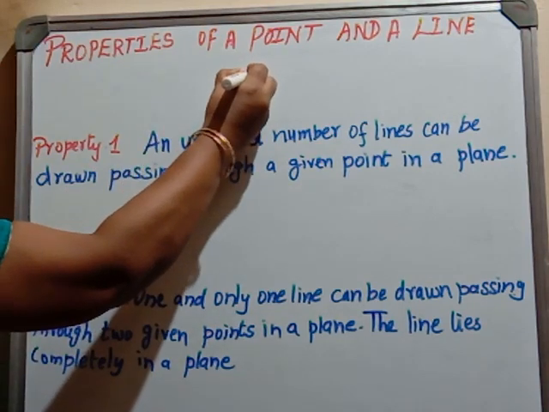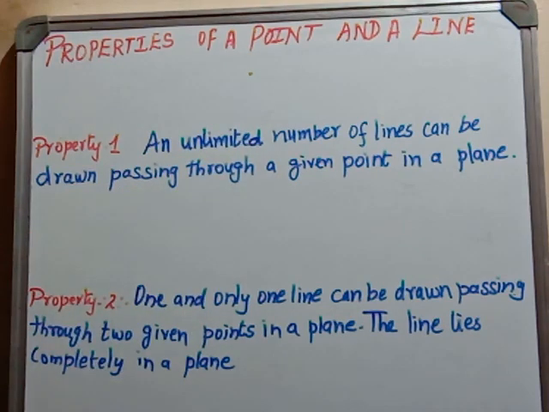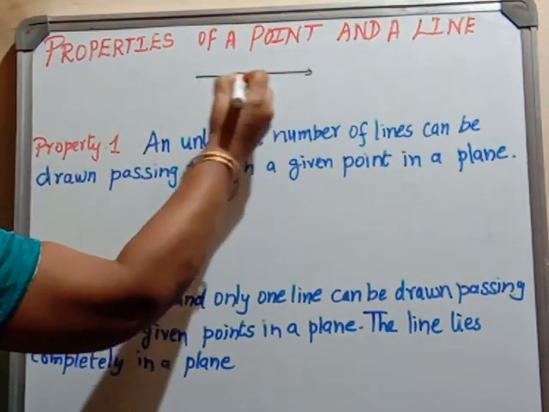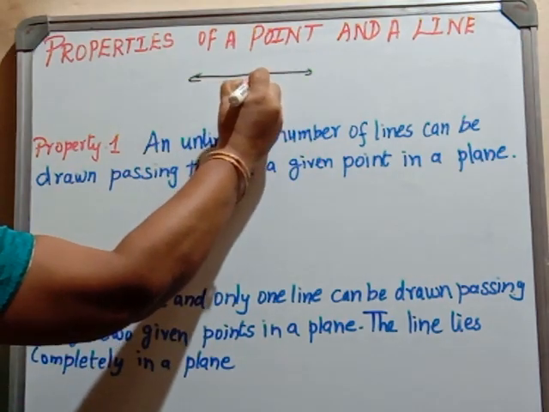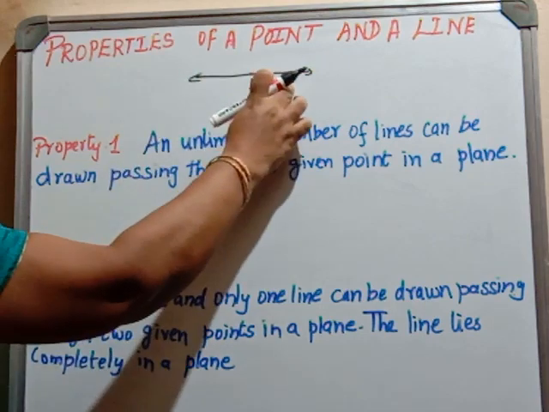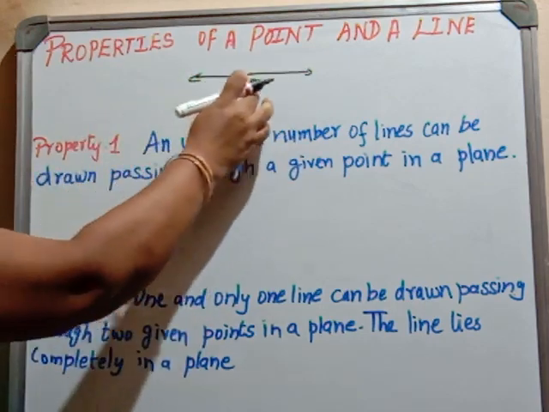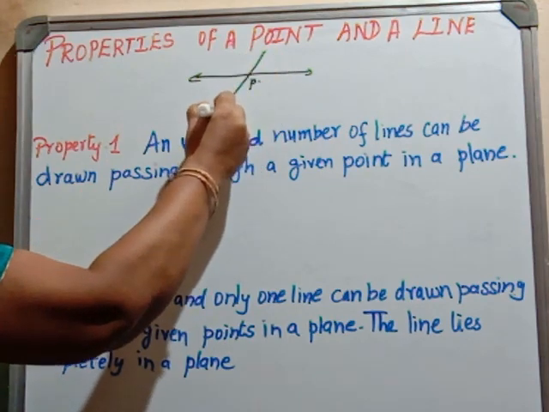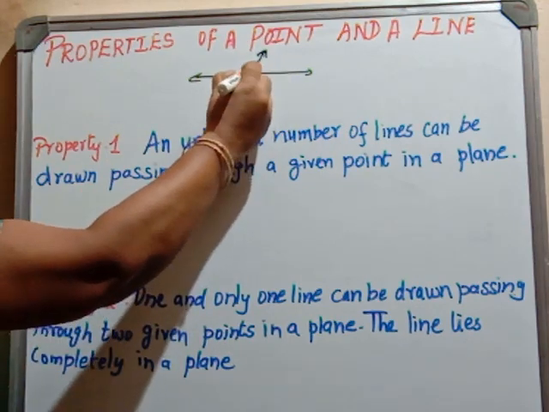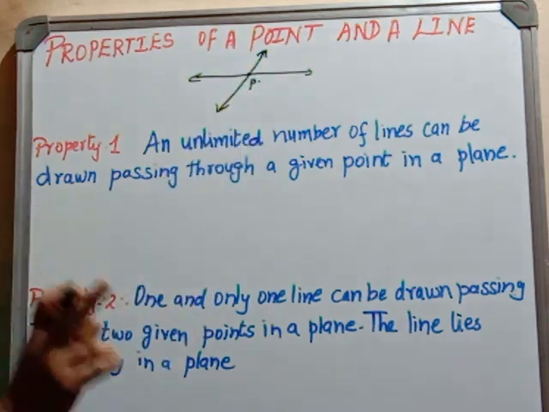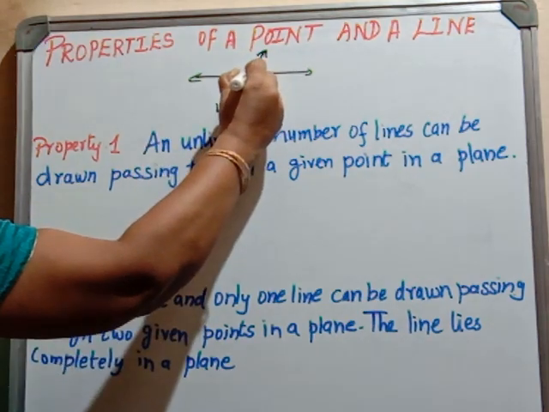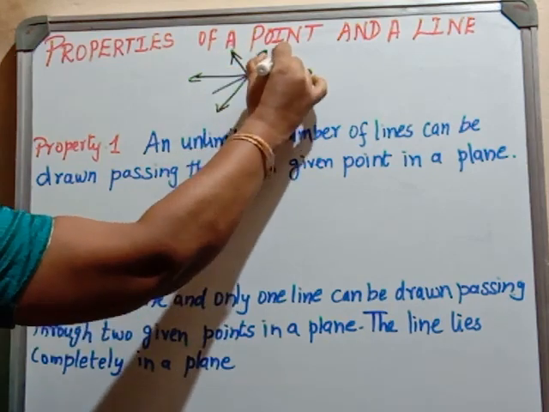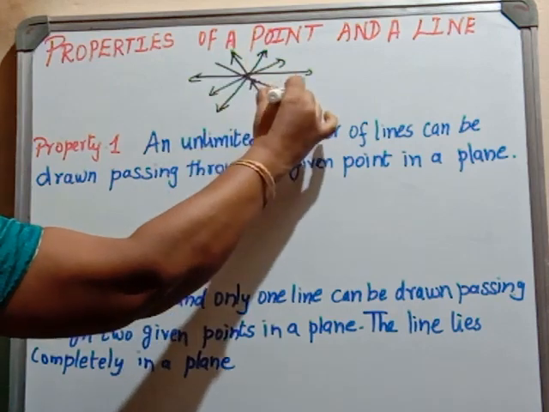Now, I will keep one point here. Through this point, I can draw one line. This point is P. I can draw one line. But not only one line we can draw. If we want, we can draw one more line through the same point P. Can we draw only 2 lines? No. Through one point, we can draw as many lines as we want. This is the property of the point.